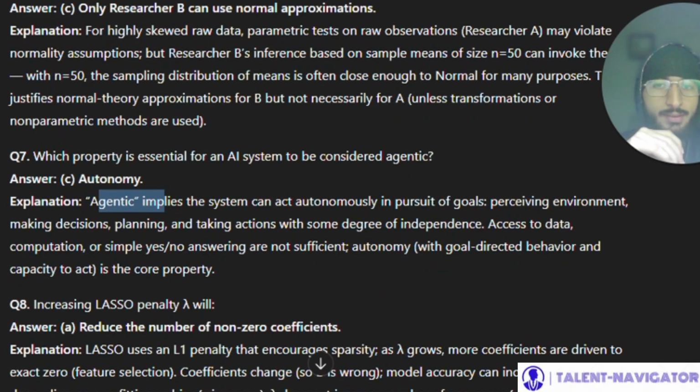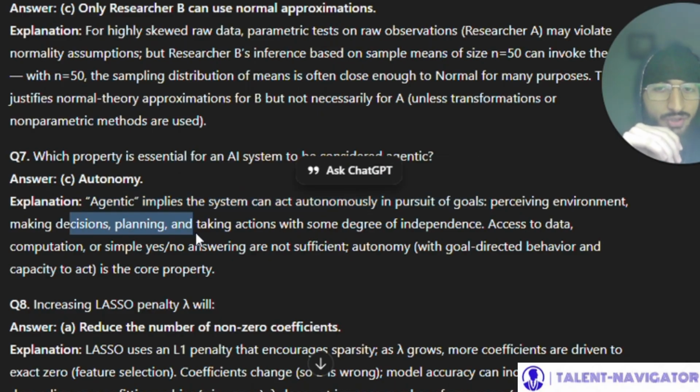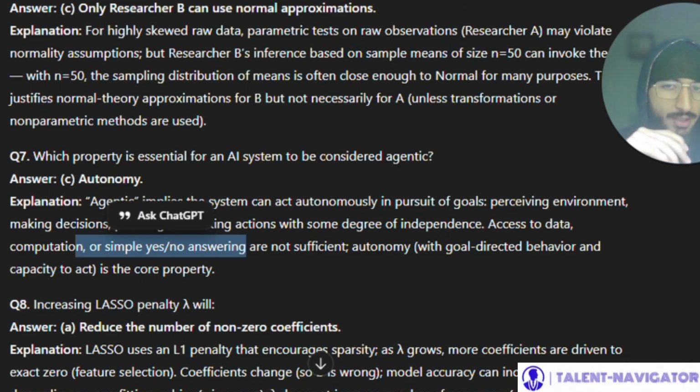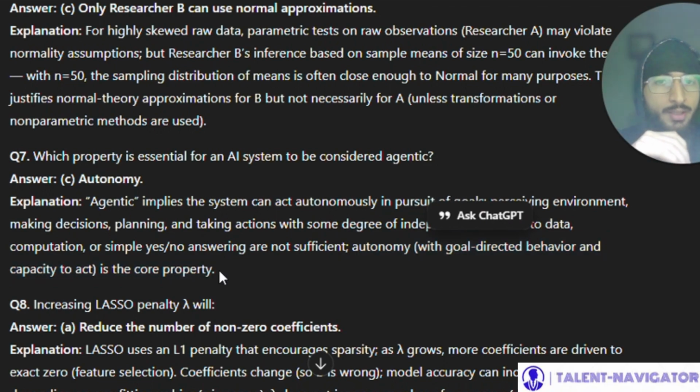Now, agentic implies the system can act autonomously in pursuit of goals, perceiving the environment, making decisions, planning, and taking actions with some degree of independence. Access to data, computation, or simple yes-no answering are not sufficient. Autonomy with goal-directed behavior and capacity to act is a core property of an agentic AI.